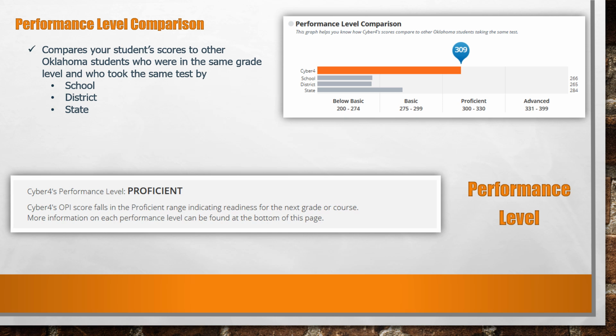The performance level comparison shows how your student's scores compare to other Oklahoma students who were in the same grade level and took the same test. You can compare your child's scores to other students in the school, district, and state. You can also view whether or not your child was proficient in this test and in their readiness for the next grade level or course.